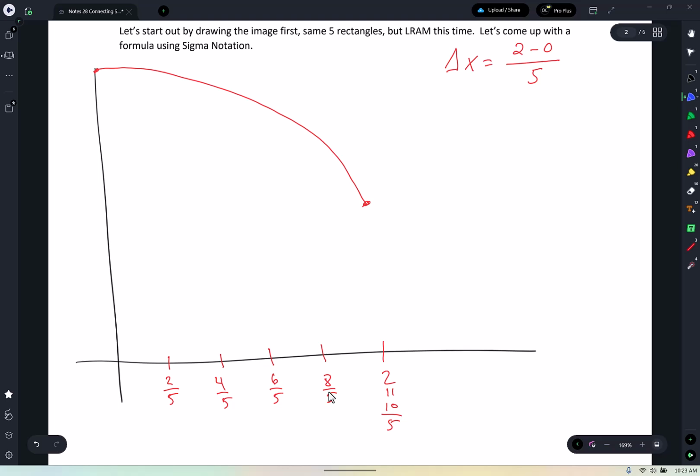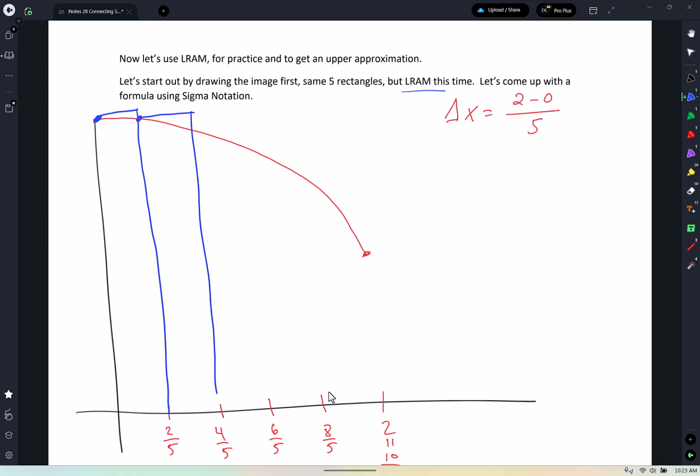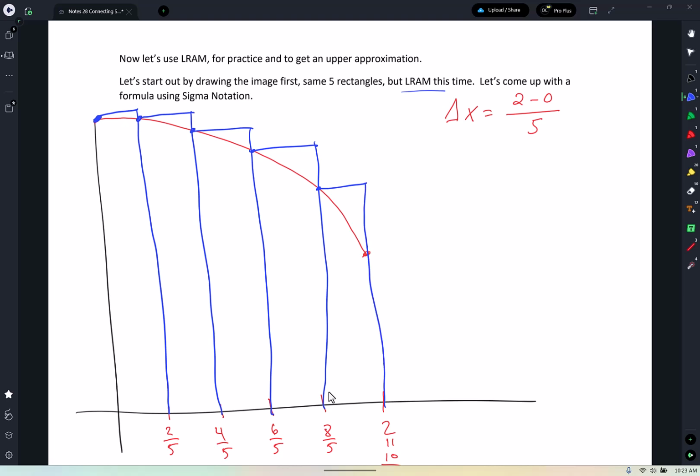And I'm using RRAM. So it's going to be a slight over approximation. So here it is. It's the same curve. N equals 1.